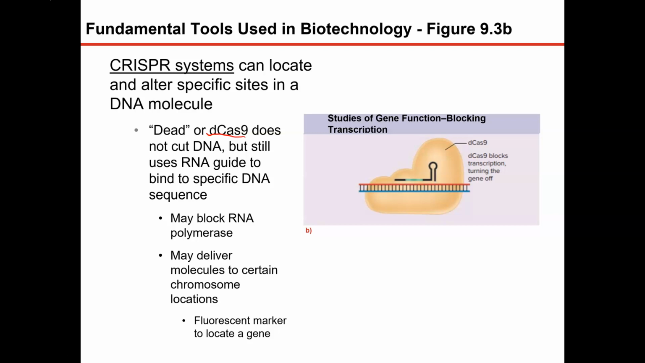We could produce a dCas9 that carries a fluorescence marker. So when it goes in, it fluoresces, and then we can see where that gene is located within a cell. So there's a lot of purpose for these dCas9s.